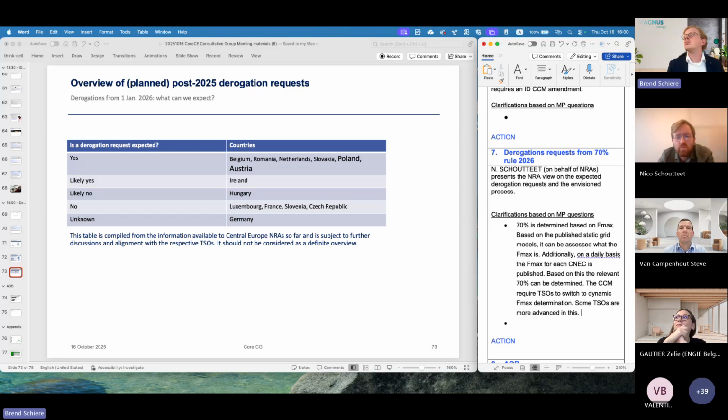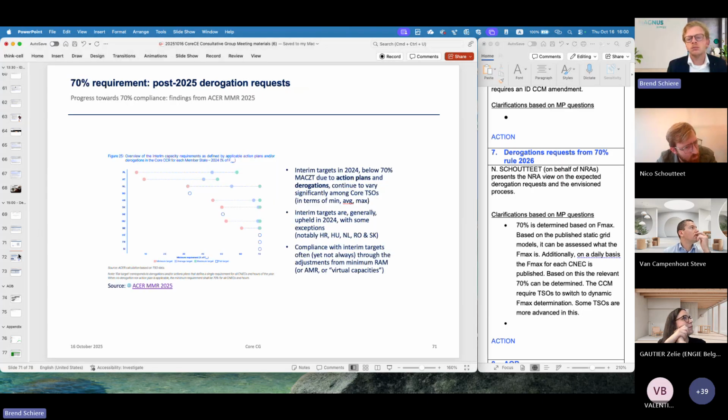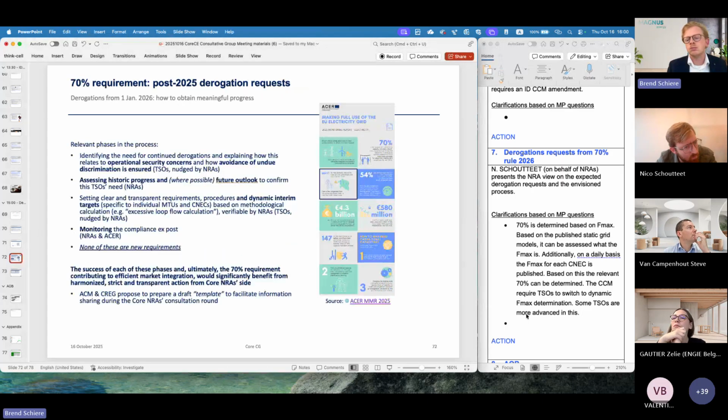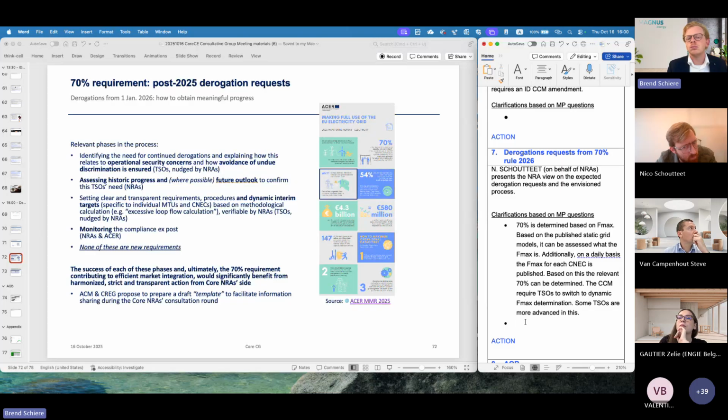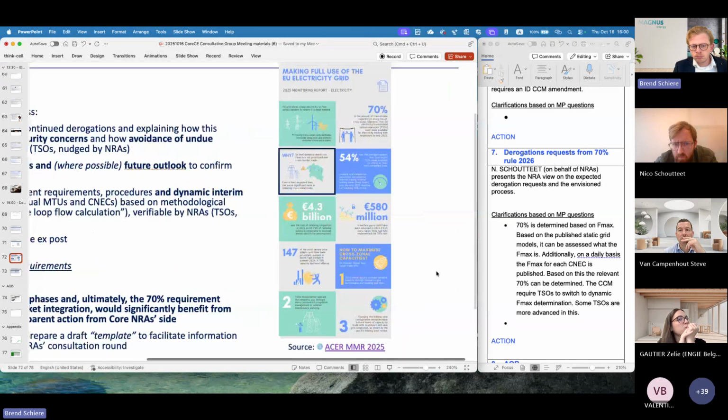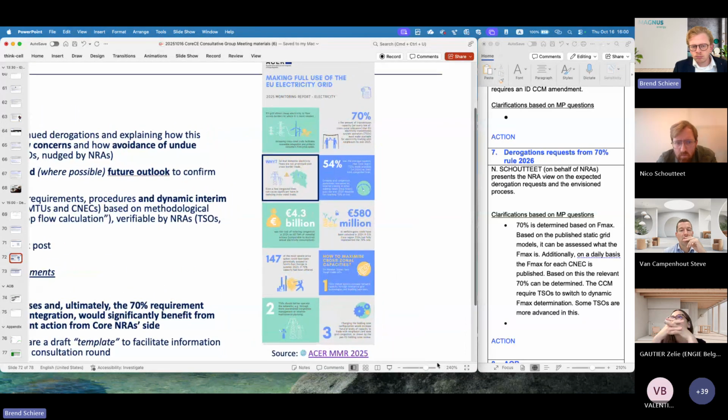Maybe if we can move one slide backwards. Yes, on this one. Many thanks, Meister, and to all NRAs for presenting this visual. And maybe just go briefly through the numbers of proposals, 1, 2, and 3. Number 1 proposes new interconnectors. I think all of us support this idea, but when we take a look at the 10-year network development plan, we still see national plans.